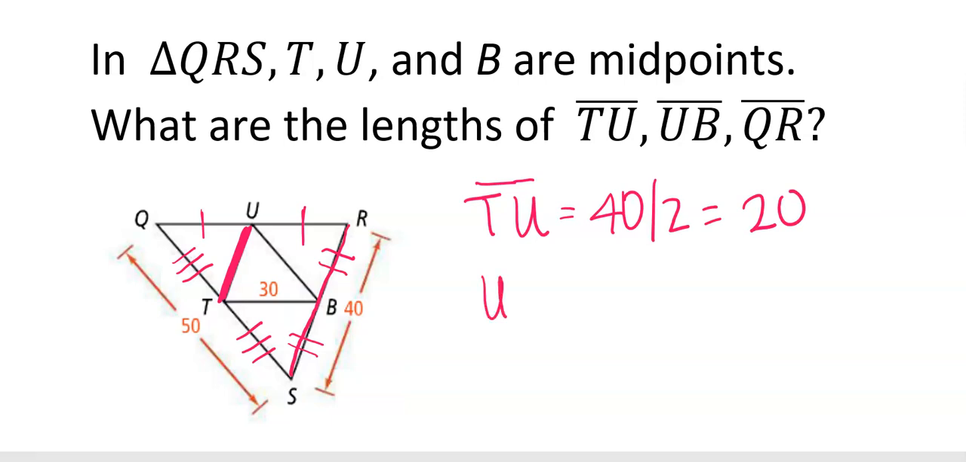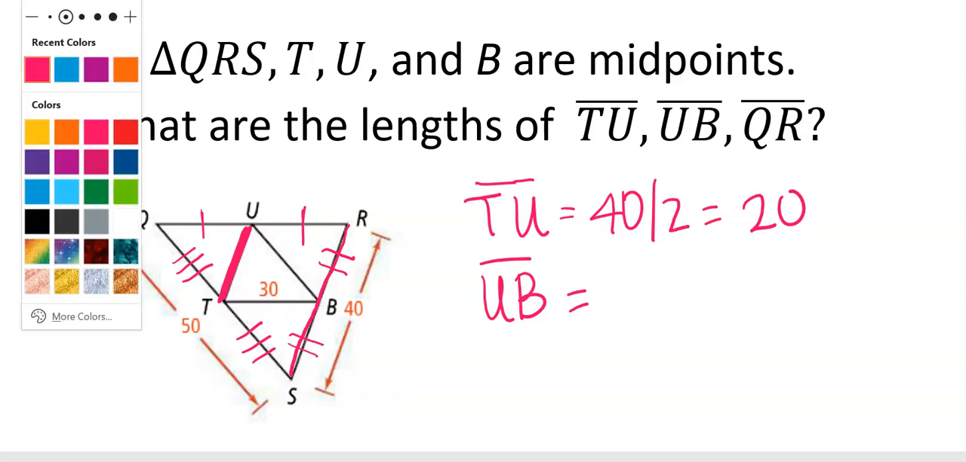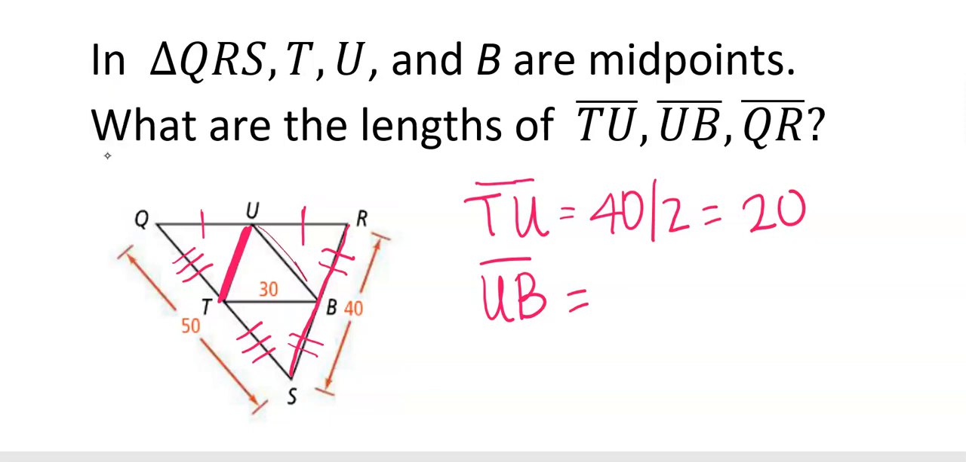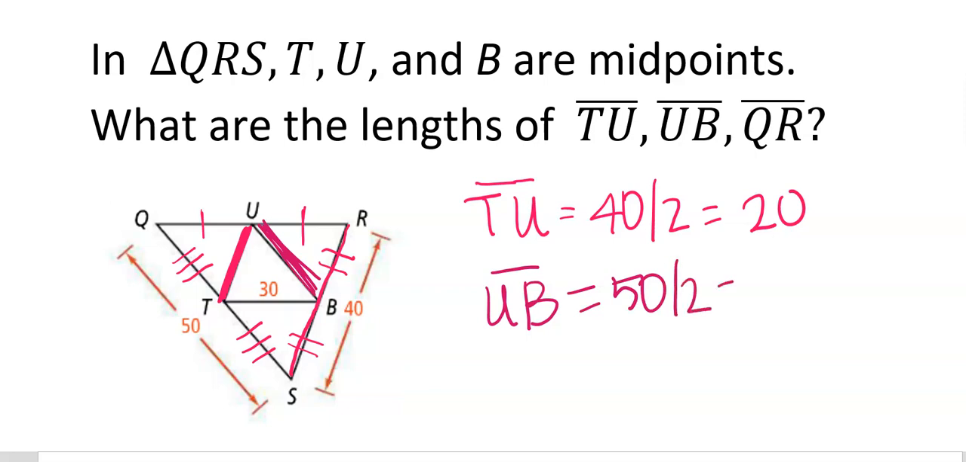How about UB? Okay, so UB is this one. I'm going to change colors here. You would look at the one that is 50. Obviously, then it's the longer one, so you would half that one as well. So 50 divided by 2 would be 25.